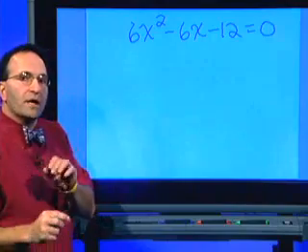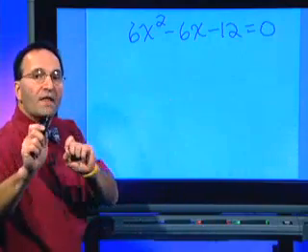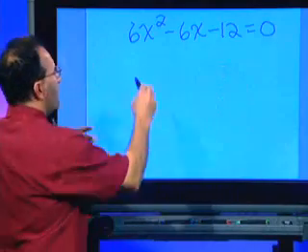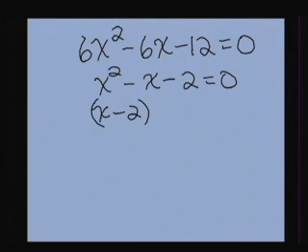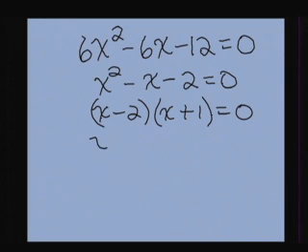So now what we do is solve this. We can do one thing, which is divide through by 6, and that'll give us the equation x squared minus x minus 2 equals 0. And that'll just make it a little bit easier to solve, because now we can factor it as x minus 2 times x plus 1. And now we set each of those factors equal to 0, and we'll get x equals 2 and x equals -1.